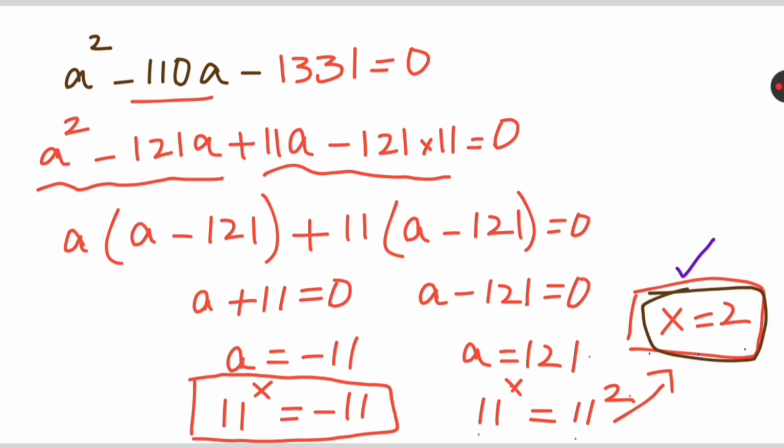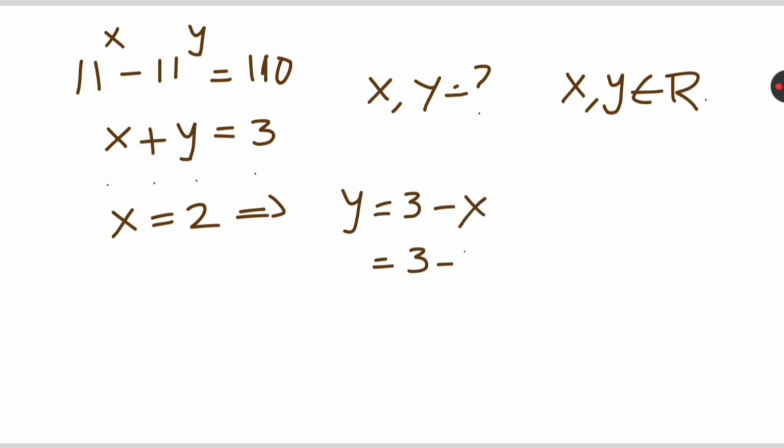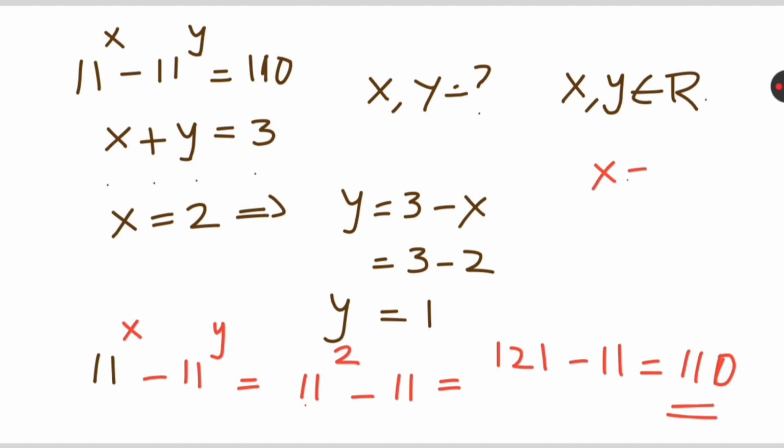So what is left is only x is 2. We need to find the y value also. If x is 2, substitute this x value in the second equation, which is x plus y equal to 3. So we got x as 2, so let's substitute in the second equation. Then y equal to 3 minus x, that is 3 minus 2, which gives only 1. So the y value is 1. Now substitute in the first equation, which is 11 raised to the power of x minus 11 raised to the power of y, that is equal to, our x value is 2 and y value is 1, which is only 11. So 11 raised to the power of 2, the value is 121, minus 11, which gives only 110. So that means x is 2 and y is 1, satisfying our given equation.